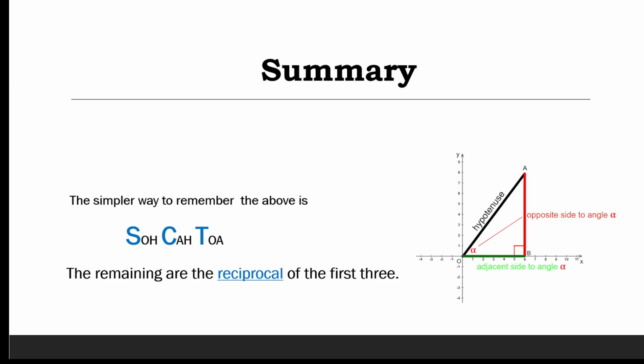And the remaining ones: cotangent is a reciprocal of tangent, meaning it will be adjacent over opposite. The secant is the reciprocal of the cosine, which means secant alpha would be the hypotenuse over the adjacent. And finally, the cosecant is the reciprocal of the sine, which is hypotenuse over the opposite side of angle alpha. This is how it can be shortly remembered if it gives you trouble in your early days of learning trigonometry.